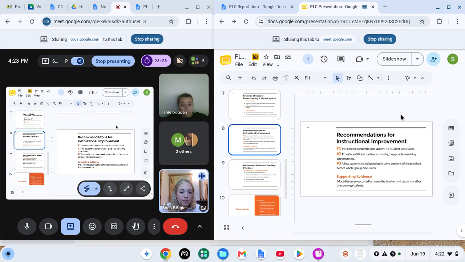And then recommendations for instructional improvement: increase opportunities for student to student discussion, provide additional partner or small group problem solving opportunities, and then allow students to independently solve portions of the problem before whole group discussion. And then that supporting evidence was just most of the discourse occurred between the teacher and the students rather than among the students.